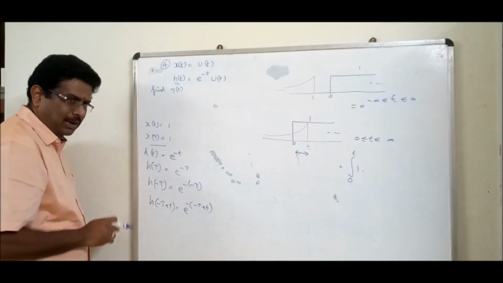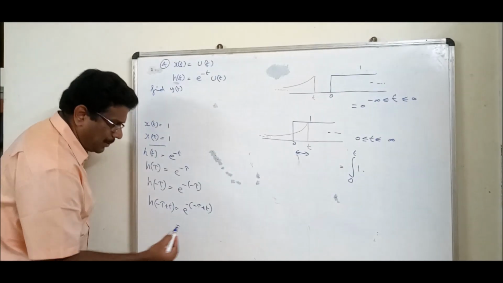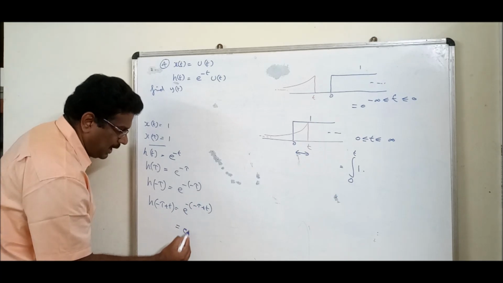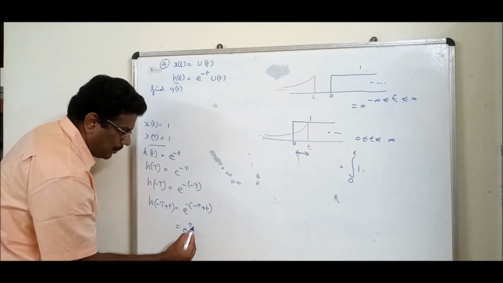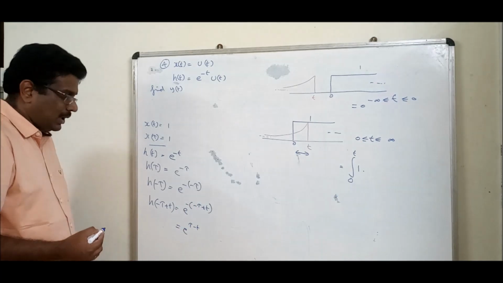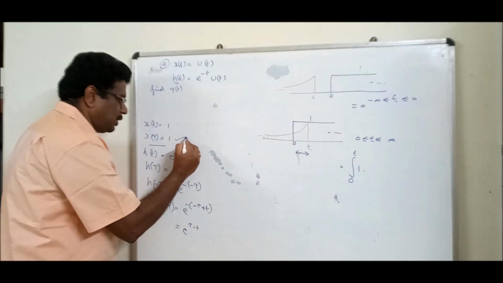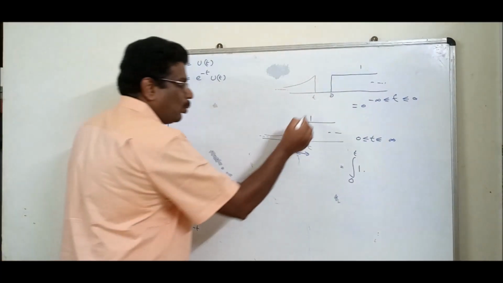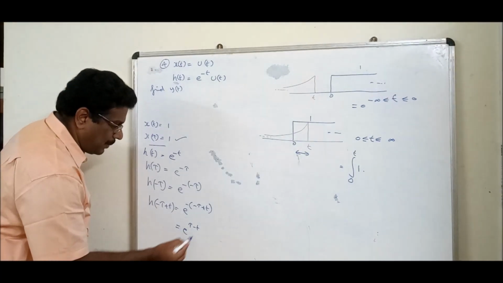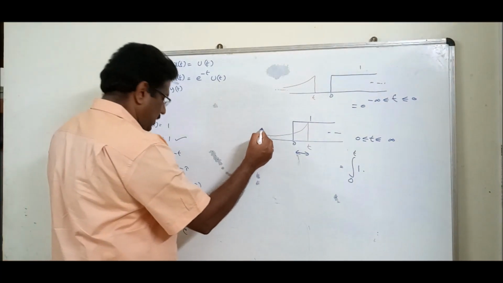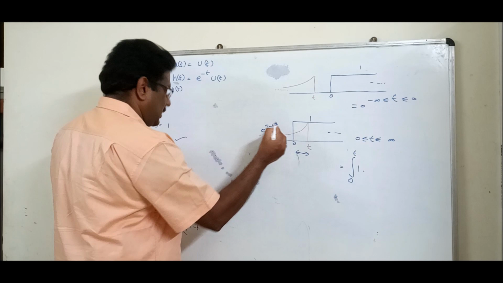I did the same format. In the next step you can show the mathematical work. If you put the minus inside, it will be e power tau minus t. Am I right? So this is the amplitude of the x signal, 1. This is the amplitude of the h signal. Who is that? e power tau minus t. Am I right?